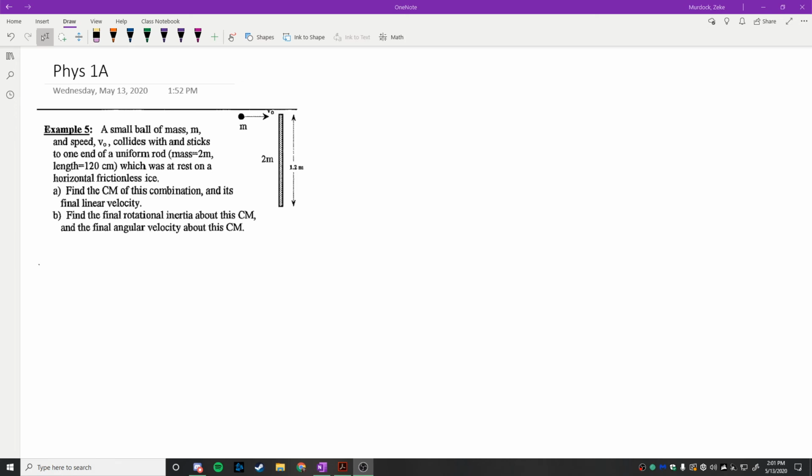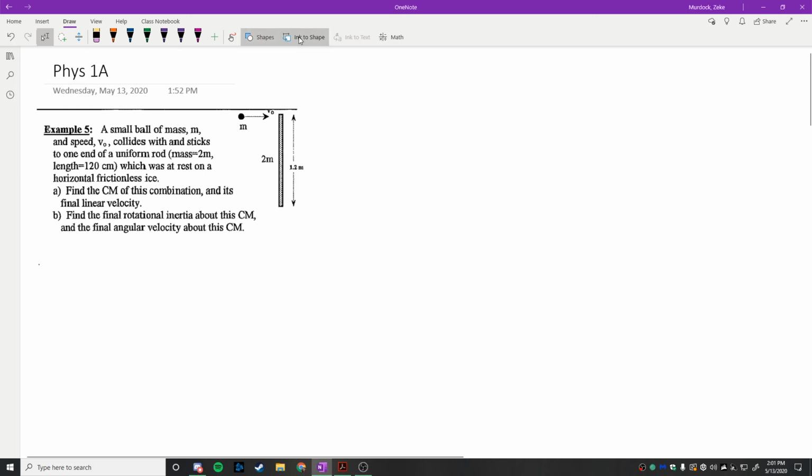Last time we were looking at this problem, example 5, and we're going to look at solving it today. So we have this mass, it hits this rod, and we had a few things that we needed to calculate here. I think we kind of already solved part A, but we'll go through it really quickly again in case people maybe weren't here.